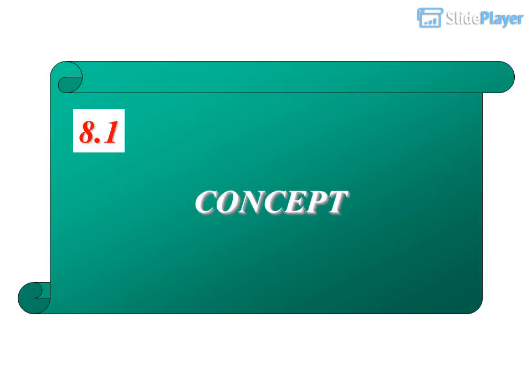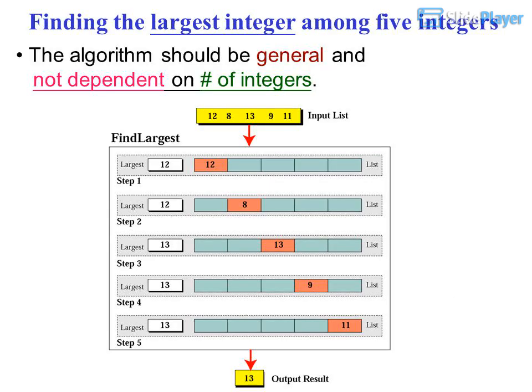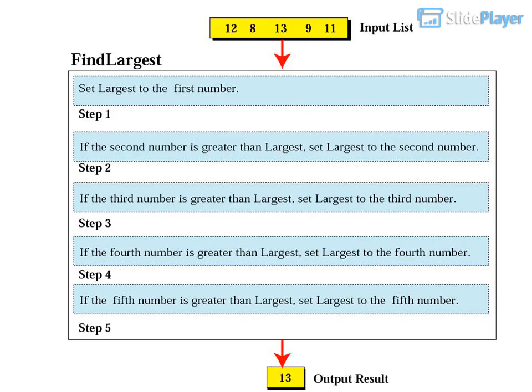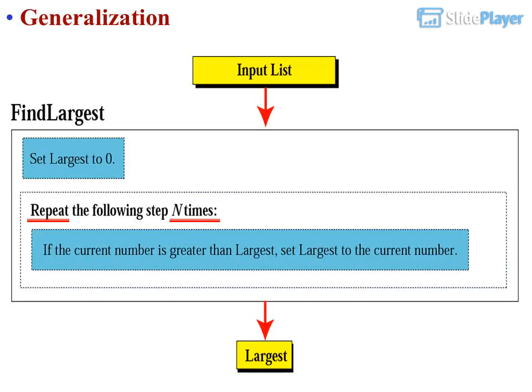8.1. Concept. Informal definition of an algorithm. Used in a computer. Input data. Output data. An algorithm is independent of the computer system. Finding the largest integer among 5 integers. The algorithm should be general and not dependent on the number of integers. Refinement. Generalization.